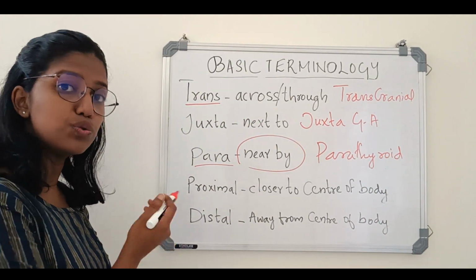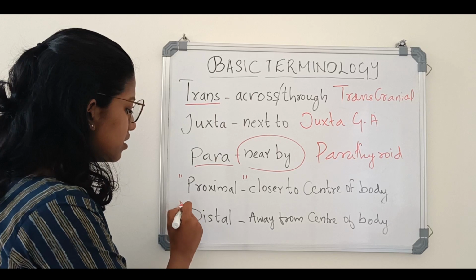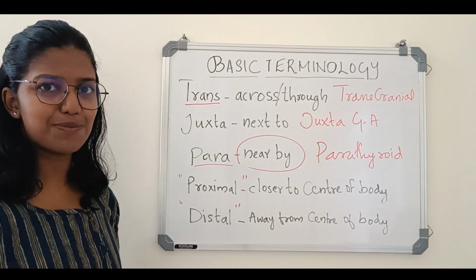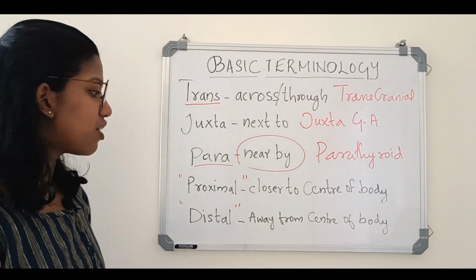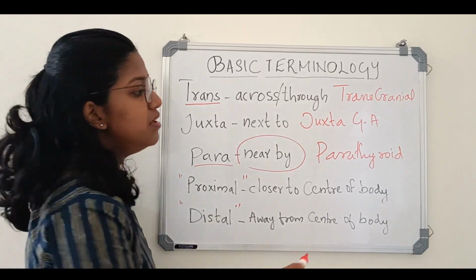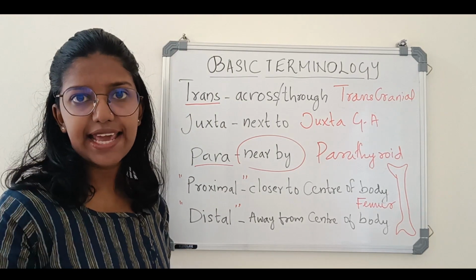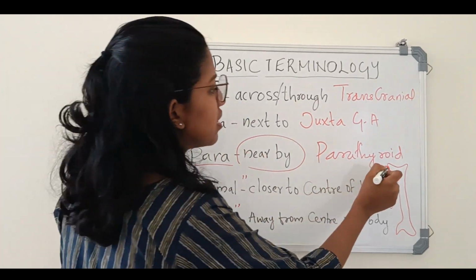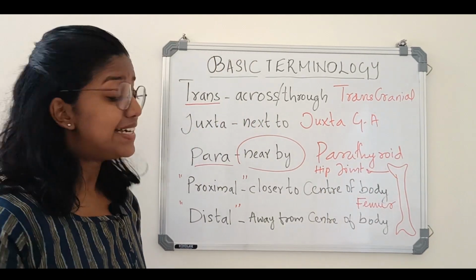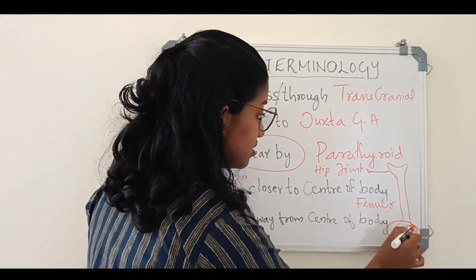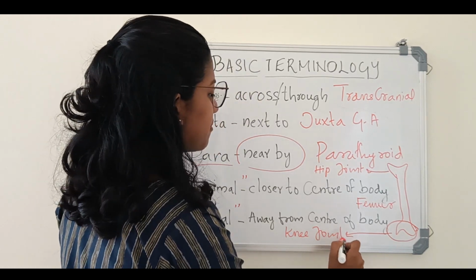Guys, there are another two very important terms that we have to know. They are proximal and distal. What do we mean by proximal? A structure that is closer to the center of the body, we can call it proximal. For example, we will take the femur bone, and the proximal end of the femur bone is attached to the hip joint. Whereas the distal end of the femur is attached to the knee joint.